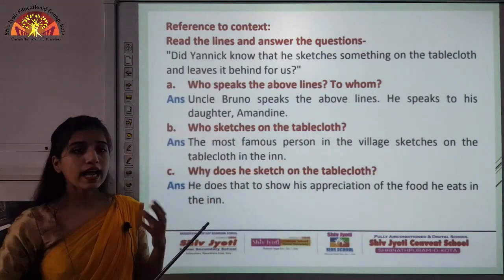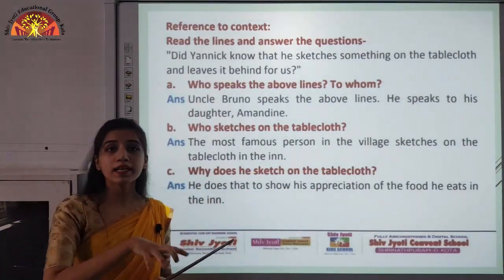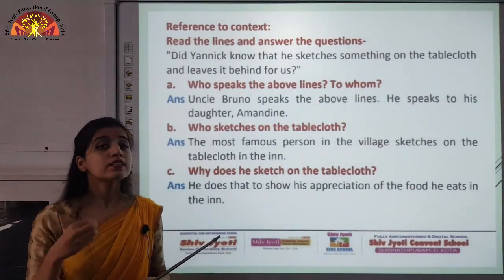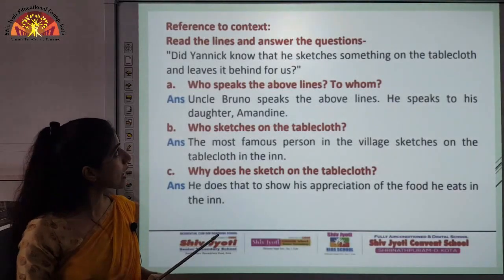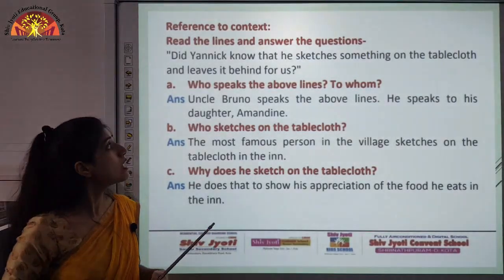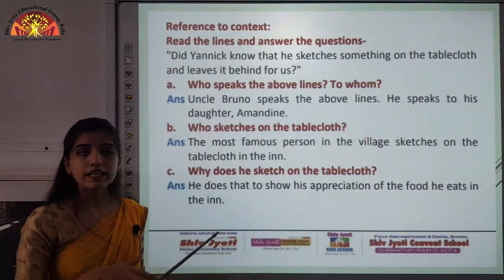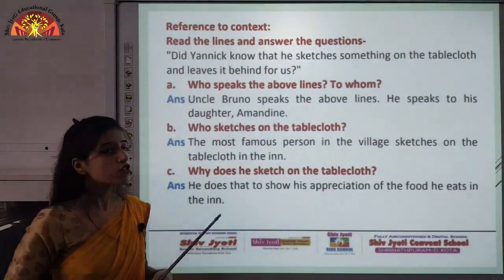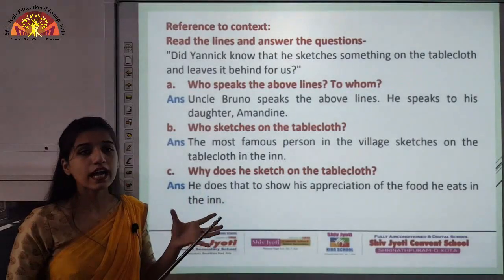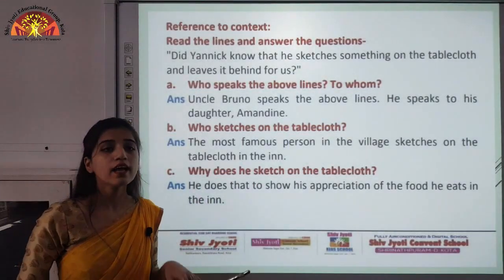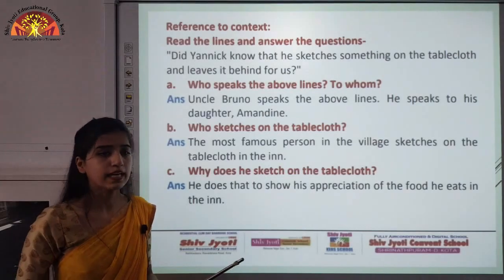So he said this line when Amandine shouted at Yannick, and when Uncle Bruno came and saw, he asked his daughter Amandine, did Yannick know that he sketches something on the tablecloth and leaves it behind for us? So he said this line about the situation that was going on there to his daughter Amandine.